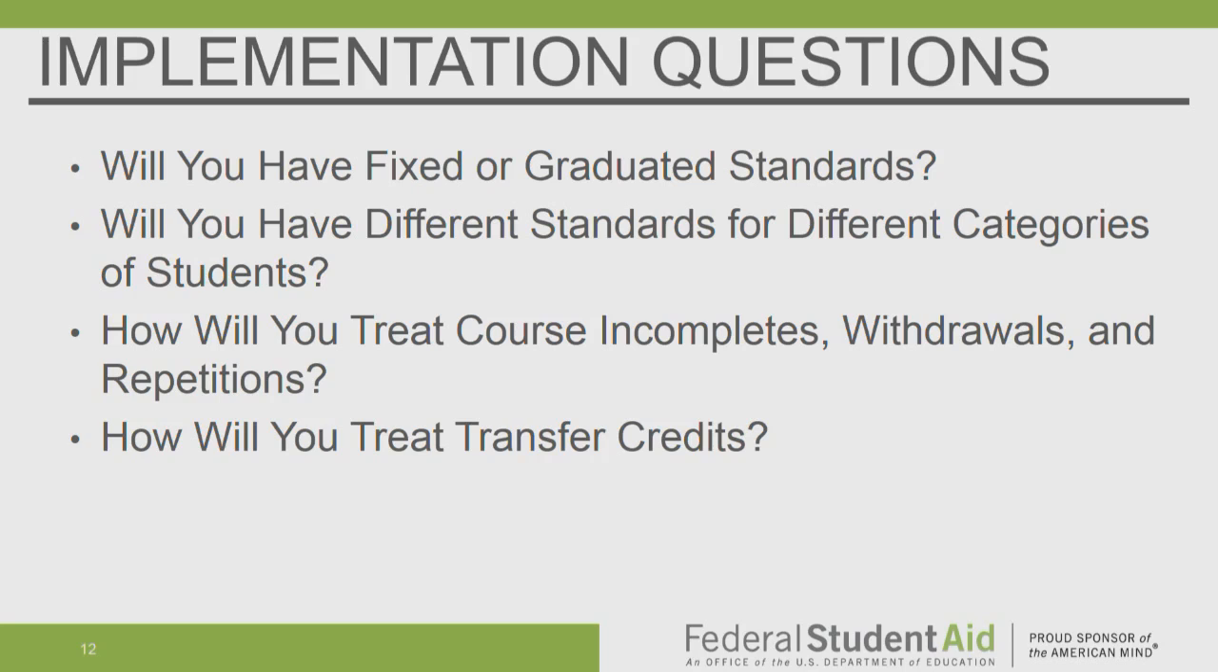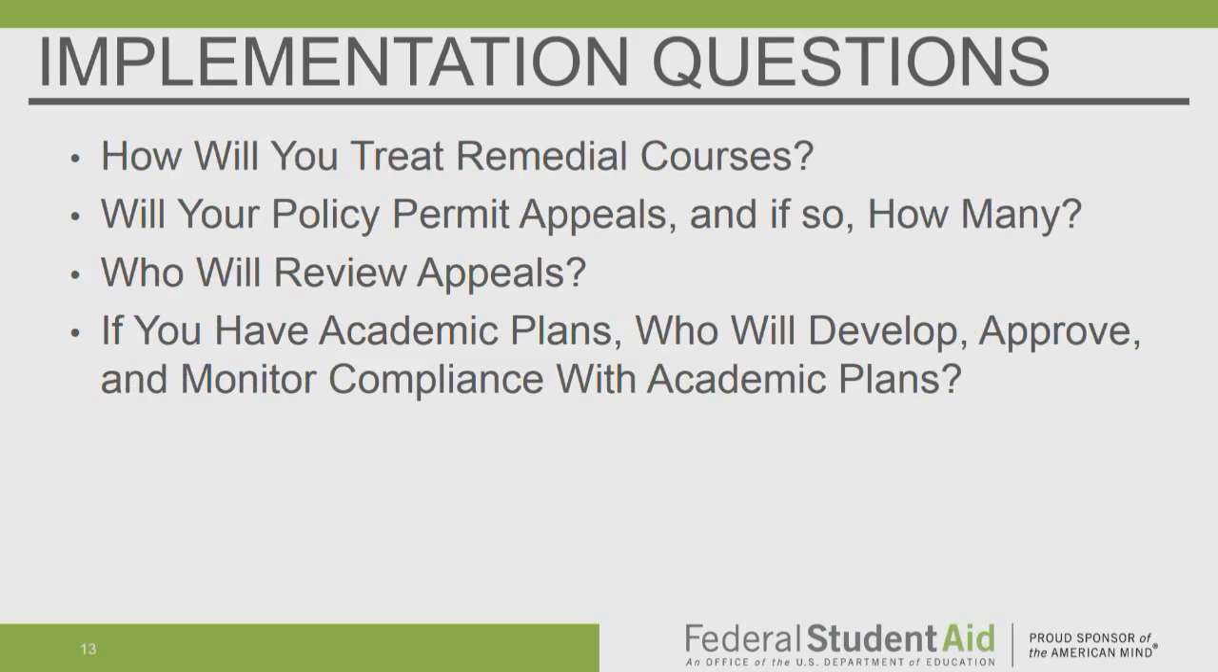I'll quickly wrap up because I want to give Carla some time to go through her piece. The implementation questions are just things to think about. I pulled this from the domestic folks, but what kind of standards are you going to have, fixed or graduated? You're going to have a certain percentage of courses that have to be completed over the period of the degree. We have different standards for different categories of students, and how you treat course incompletes, withdrawals, repetitions, transfer credits, even remedial courses.